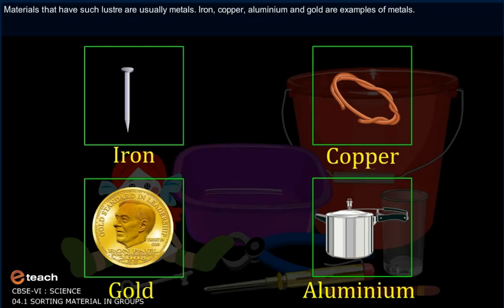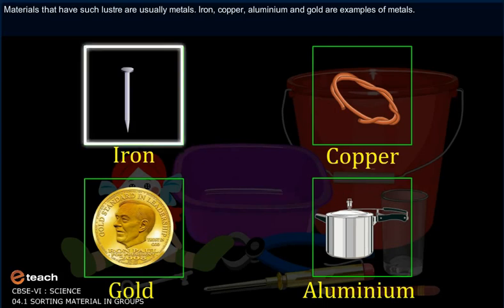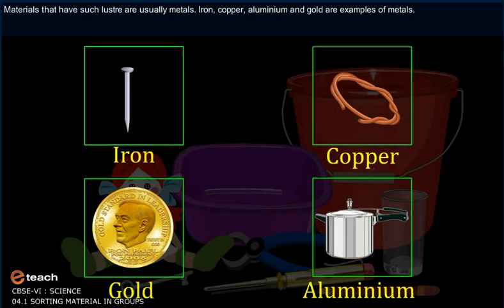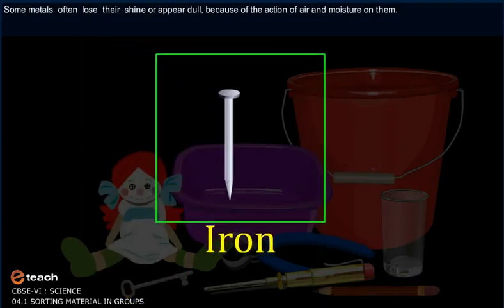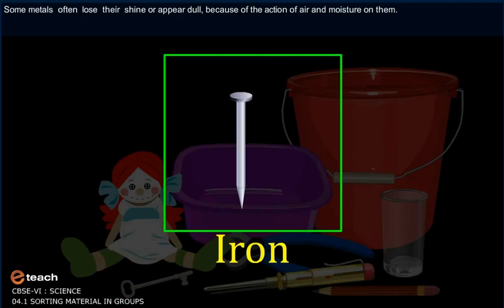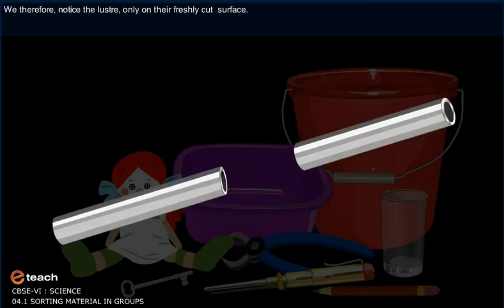Materials that have such luster are usually metals. Iron, copper, aluminium, and gold are examples of metals. Some metals often lose their shine or appear dull because of the action of air and moisture on them. We therefore notice the luster only on the freshly cut surface.